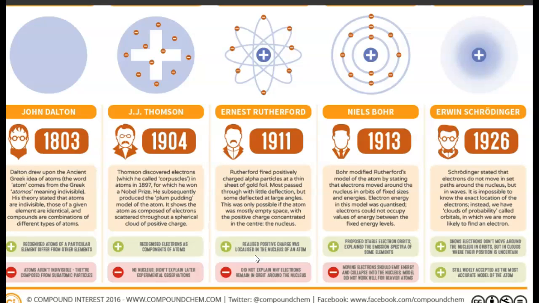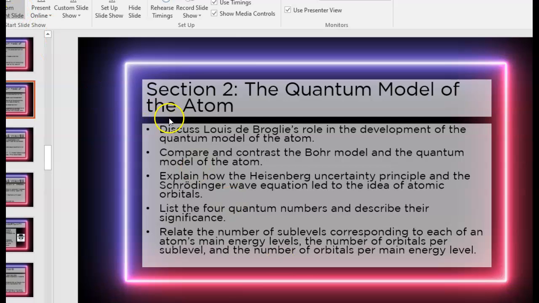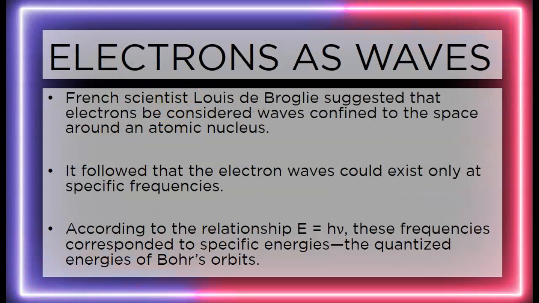And then we talked about yesterday, Niels Bohr proposed that the electrons had to be in specific orbitals because of how the light shows off of a hydrogen atom. We see specific energies corresponding to specific frequencies. And now we are going to start talking about how we got to this modern atomic model we think of more like an electron cloud. So the first person to look at the electrons as a wave was Louis de Broglie.